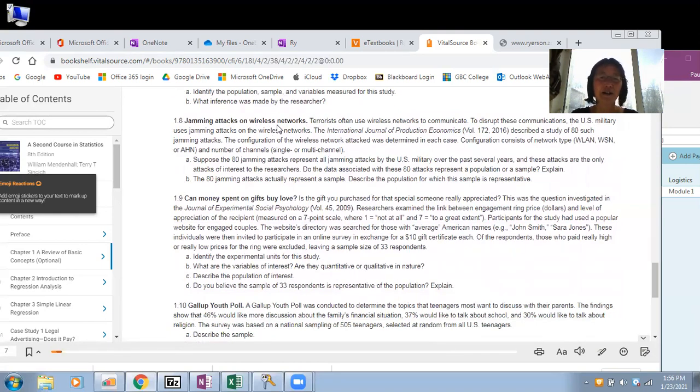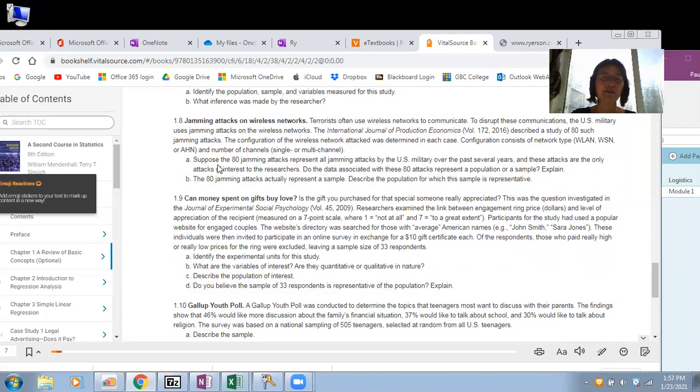Jamming attacks on wireless networks. Terrorists often use wireless networks to communicate. To disrupt these communications, the U.S. military uses jamming attacks on the wireless networks. The International Journal of Production Economics described a study of 80 such jamming attacks. The configuration of the wireless network attacked was determined in each case. Configuration consists of network type and number of channels.